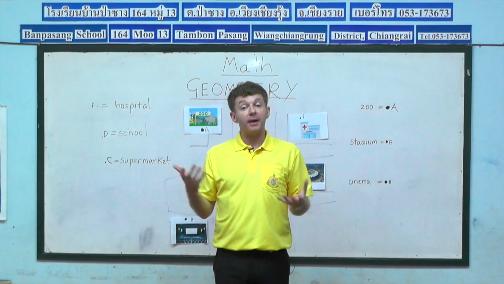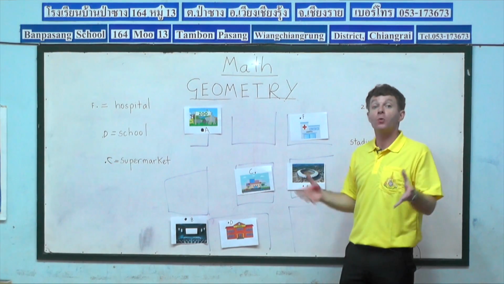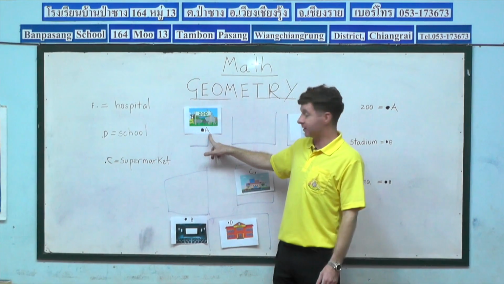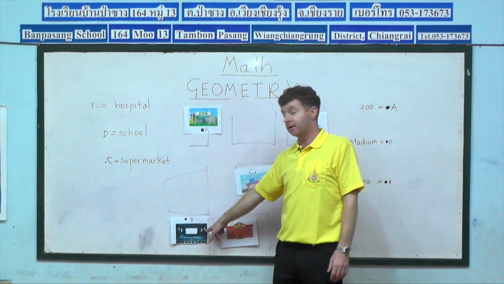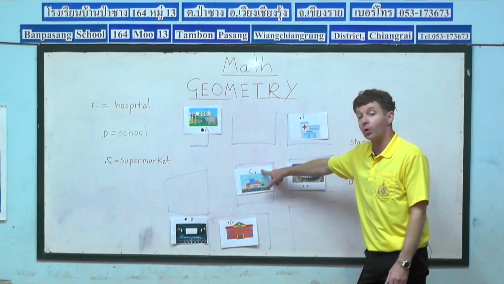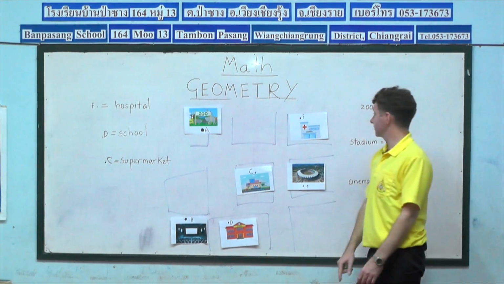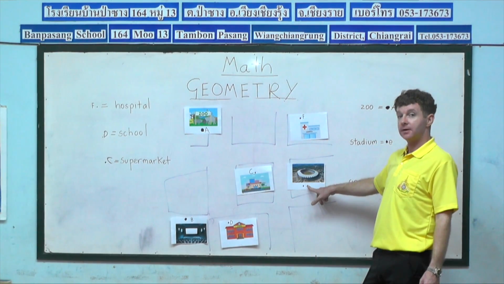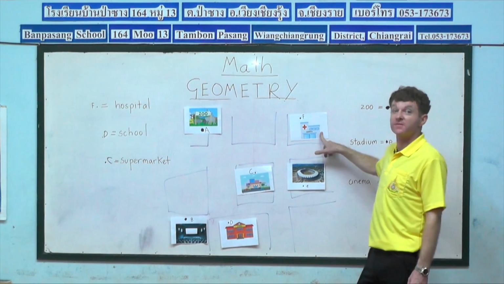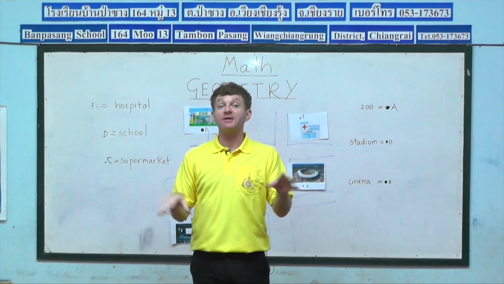So you can see, by doing our own map and giving each of our points individual references, we know where to go. We have zoo, point A. Cinema, point B. Supermarket, point C. School, point D. Stadium, point E. Hospital, point F. So you can see the value in giving each place on a map a different reference point.